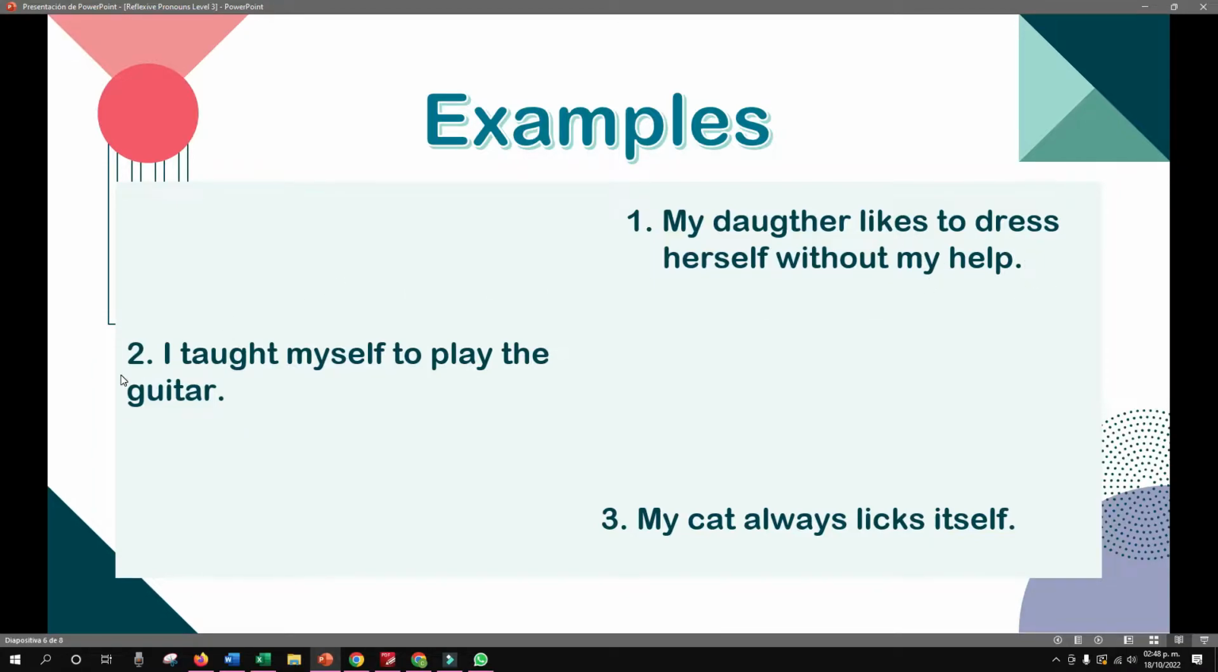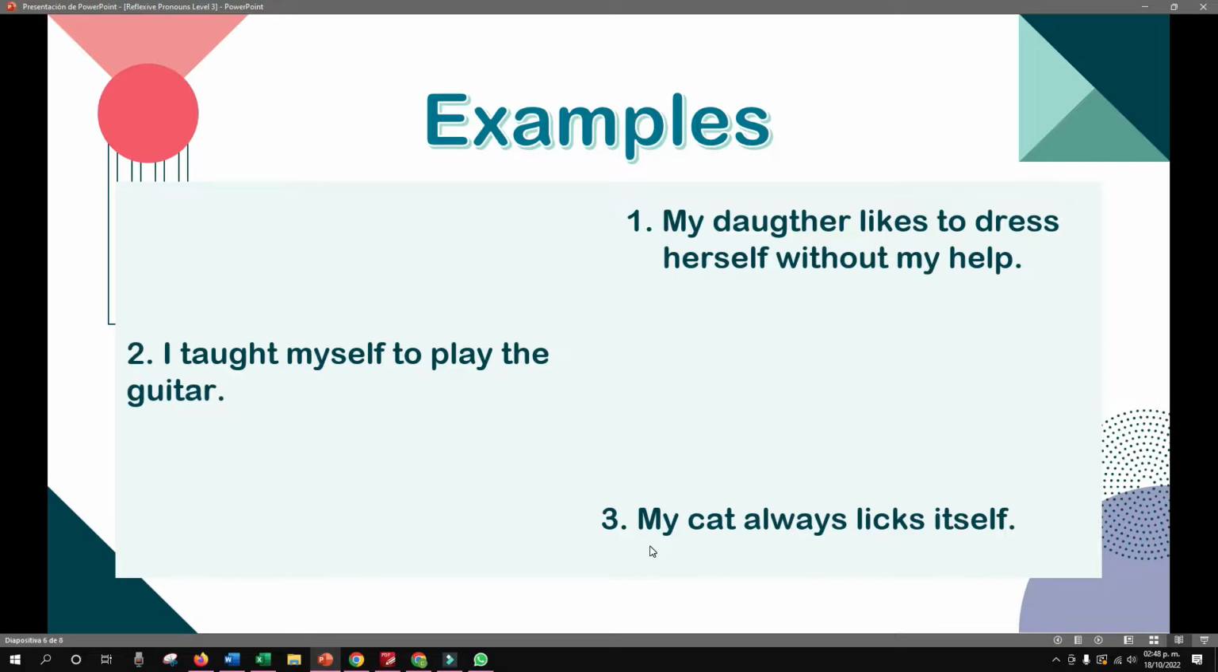So I taught myself to play the guitar. Taught, right? There you have the subject, also I. That's why you know that you are going to use myself, right? To play the guitar. What about this one?